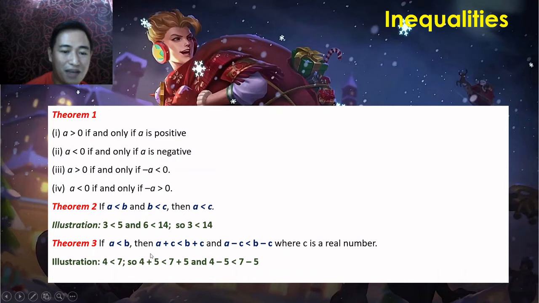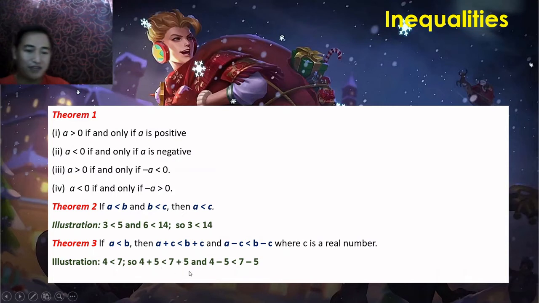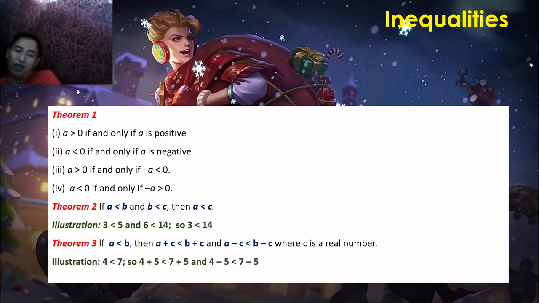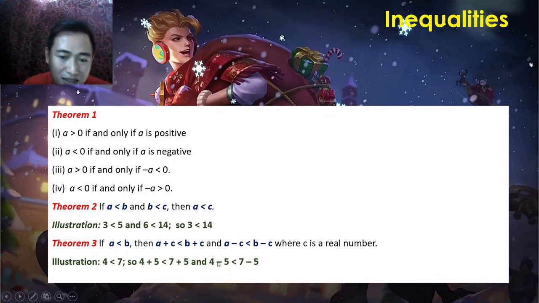So, 4 plus 5 is 9, and 7 plus 5 is 12, so mas dako si 12, so less than gihapon siya. Then 4 minus 5 is negative 1, and 7 minus 5 is 2, so mas dako gihapon ang positive 2 kaysa negative 1. Okay?